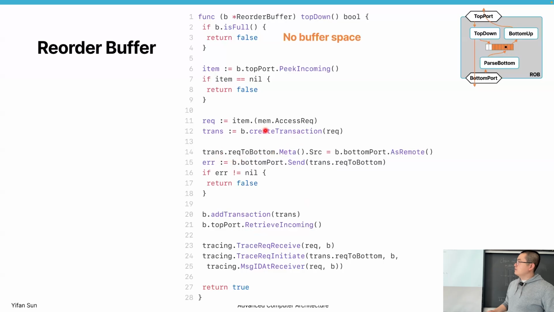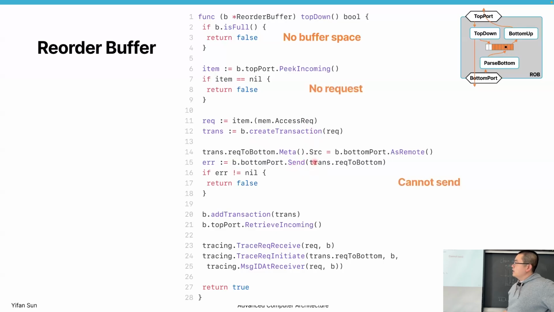Within this create transaction function, we already create a request. The request to bottom is a request that we want to send. The request to bottom's source equals my bottom port as remote, right? It's through my bottom port, so my bottom port is the source. The destination we already know is the bottom unit, the other unit. It's included in the create transaction function. Then we try to send it.